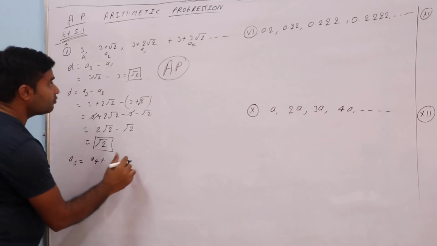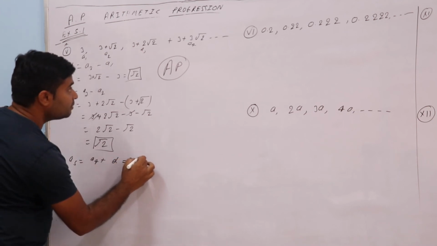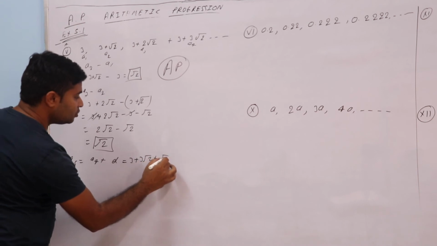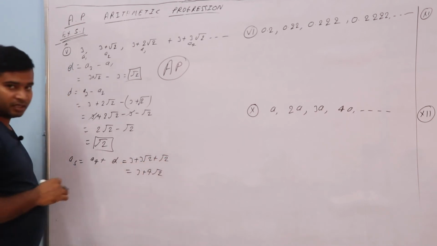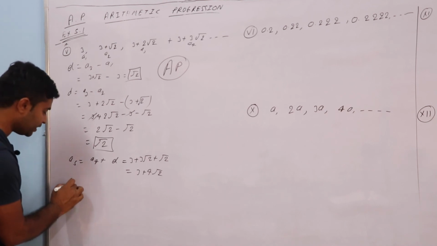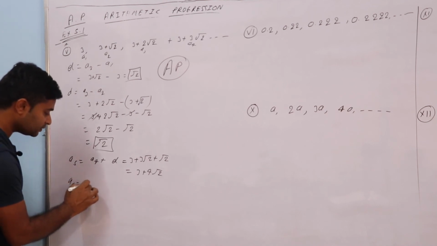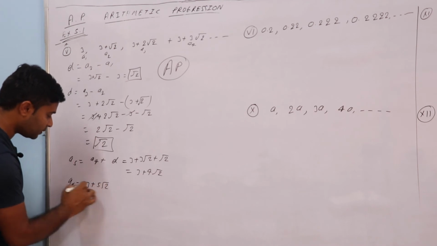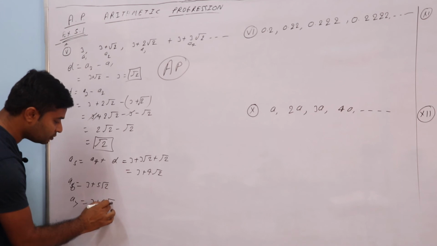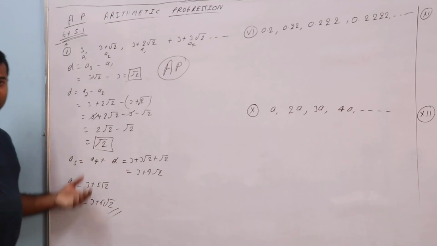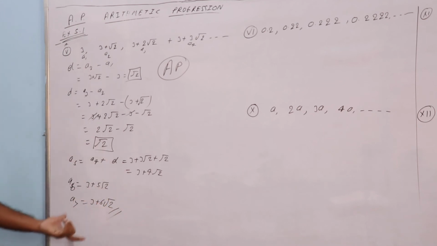So A4 is what? 3 plus 3 root 2 plus root 2, which means 3 plus 4 root 2. Same like that, A5 will be 3 plus 5 root 2. A6 will be 3 plus 6 root 2. Every time we are increasing by root 2, right? So we increased. Done or not? Yes, done. Next, see here.